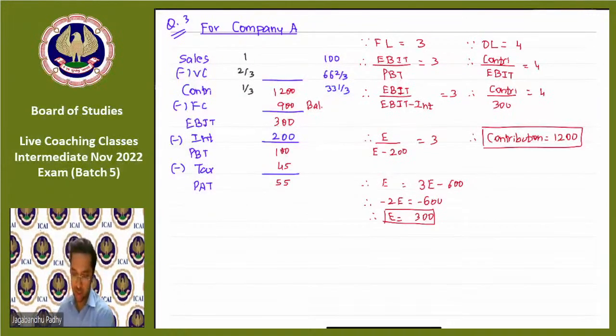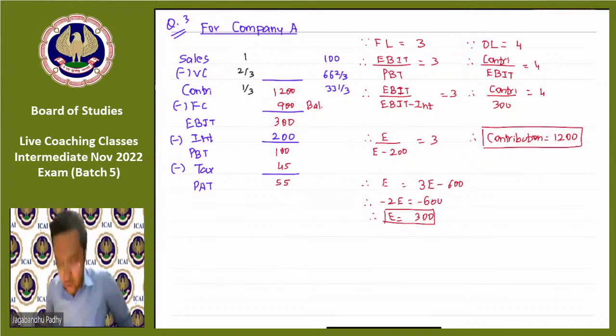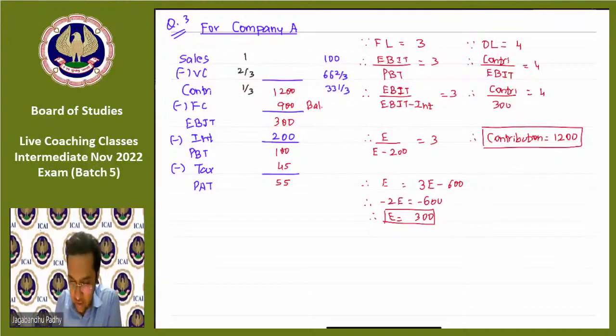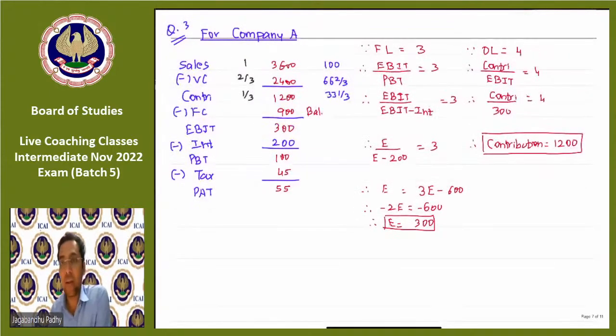We get this by doing a cross multiplication. By simply doing a cross multiplication, you can get the answer easily. Since this is 1/3 of sales, if it is one time, then this means it is equal to 3,600. And since the other is 2/3, that will be 2,400. So 3,600, 2,400, and 1,200 will be the sales, variable cost and contribution figures. Okay, that's how we prepare the income statement for company A.